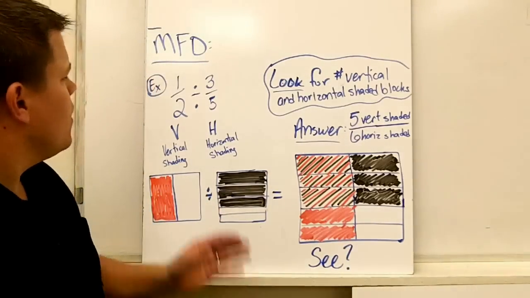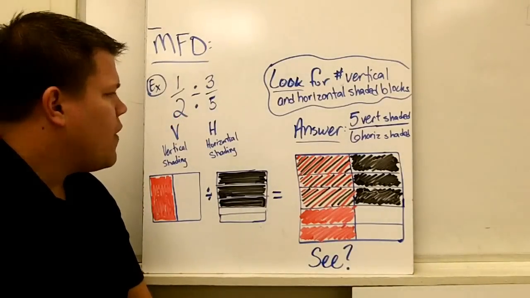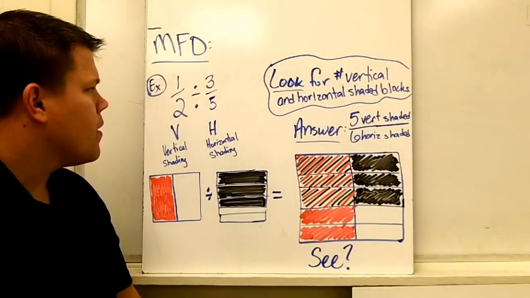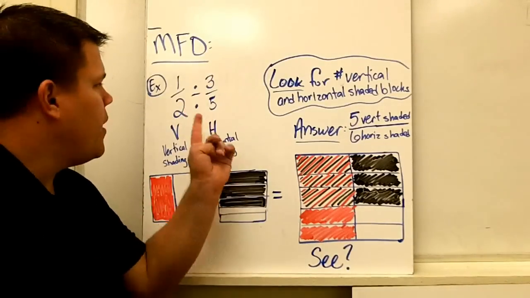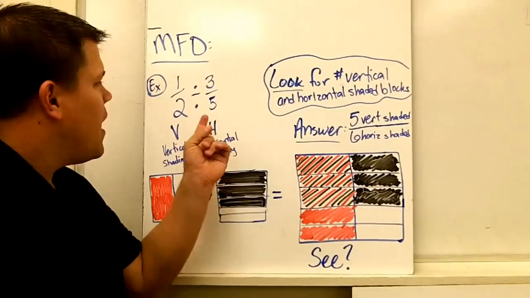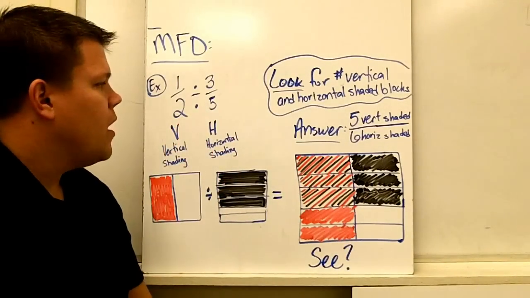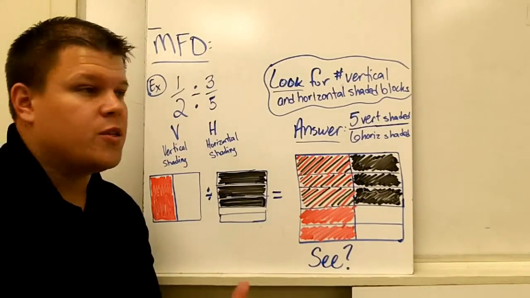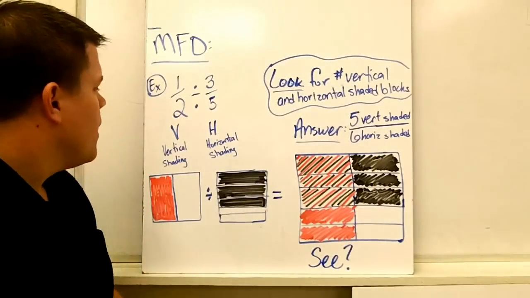I have 1/2 divided by 3/5, and if I were to calculate that, I would change my division sign to multiplication. Sorry, I would flip this, and I would keep this the same, and I would find an answer. Just for reference, the answer to this problem is 5/6. You'll need to know that.